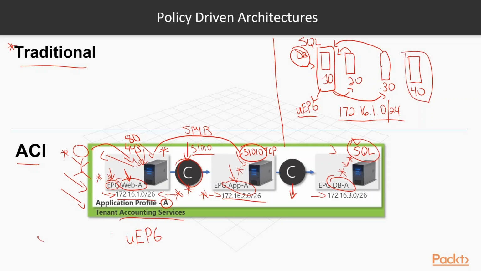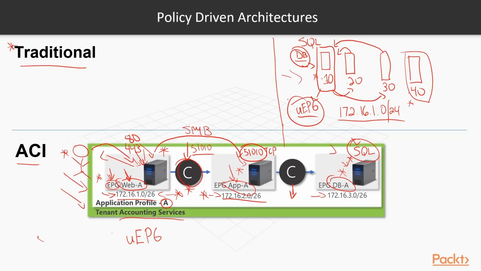.40, if I don't attach the contract that allows communication from the outside to .10 using the database as the destination port, .40 is not going to be able to talk to it. So this is the power. Don't worry, this is just a high level. I just want to show you how powerful ACI is.